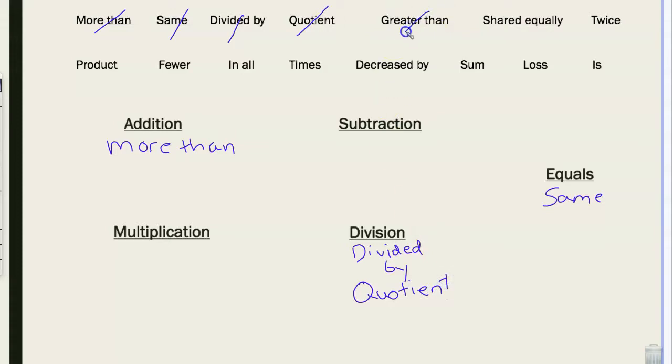Okay, greater than. What does greater than, where do you think that would go? That would also go in, oh, Manny. That's his happy noise. Oh, Manfred. That's addition. Okay. Shared equally. This one actually I had to think about for a minute. I said, what do you mean by shared equally? Well, when I'm dividing something, I'm sharing it equally. So this would be shared equally.